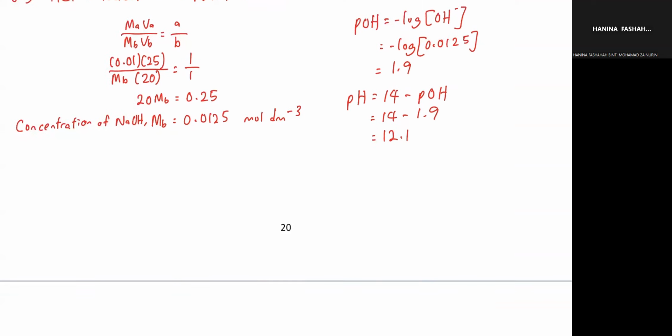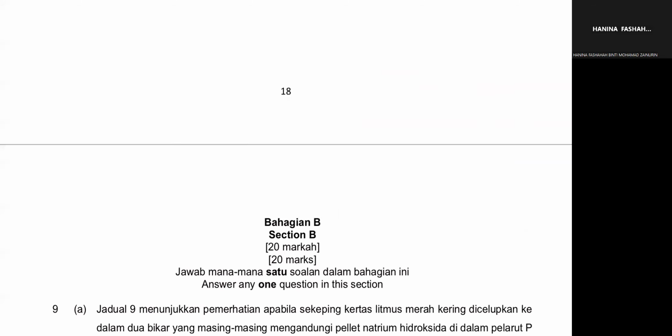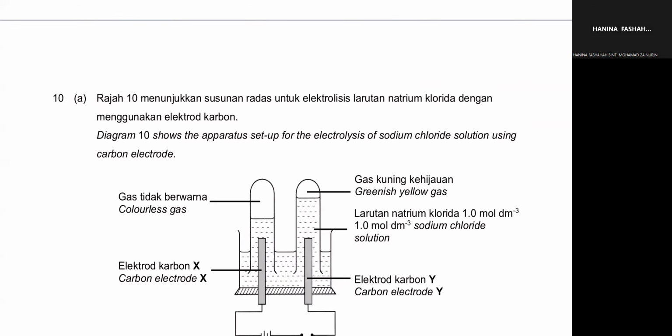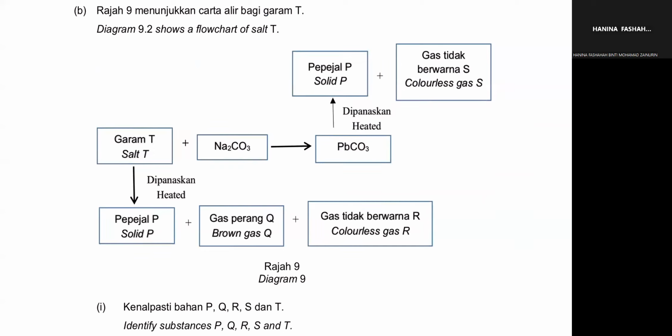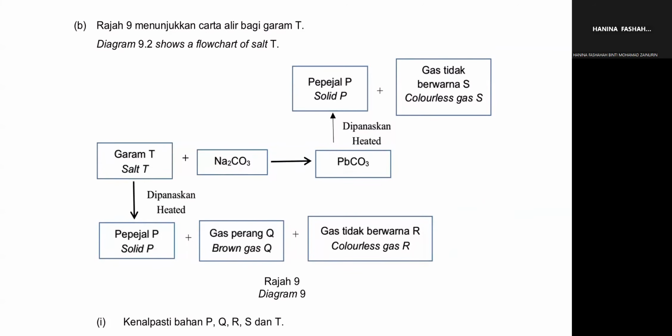You look at part B. Now let's come out from this acid and alkali and move on to the salt part. Always remember. Let's come to the salt part. Now I need to explain this. The diagram shows the flow chart of salt reactions.